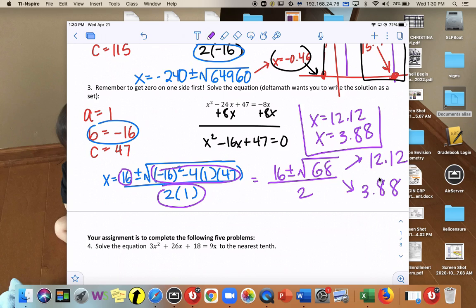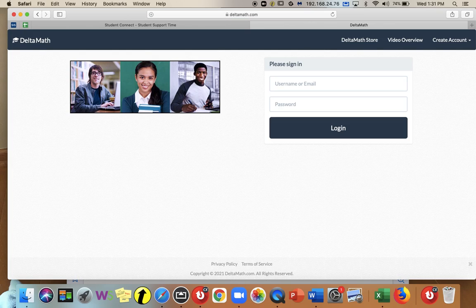Oh, and if you're doing this assignment on Delta Math, it wants you to write your equation in set notation, so I think you would just put in parentheses. Let me see how they want you to write it. Give me a second here, and I'll pull up the Delta Math, and we'll see how they want you to write the 2 answers.